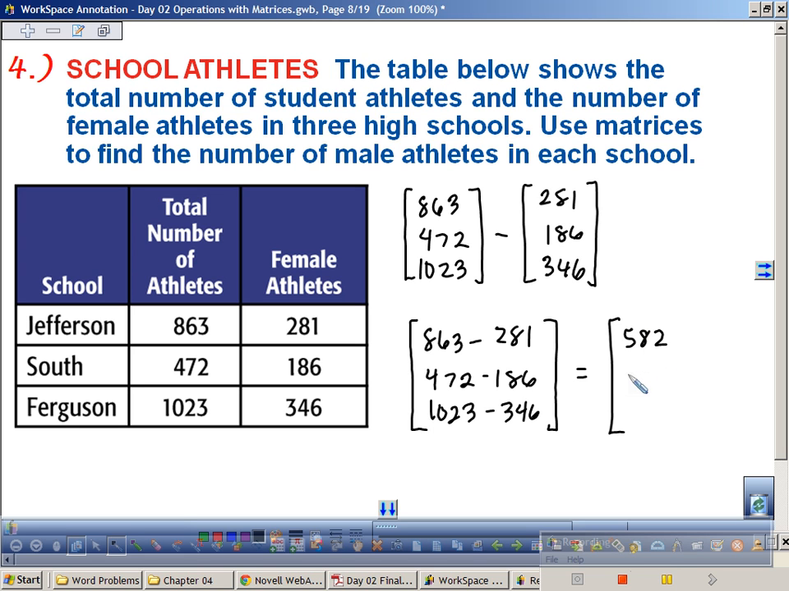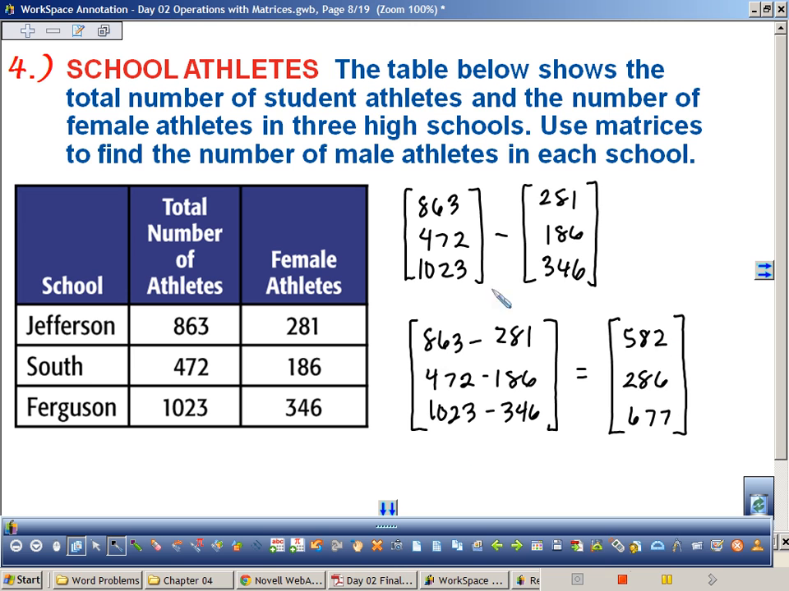582, 286, that doesn't make any sense, right? This is why we don't use calculators. Exactly. 677. Now I have to question every answer he gave me. Let's check. 3 minus 1 is 2. 2 minus 6 is 6. 3 minus 6. I think he's in the right area now. Okay? Okay. Questions on this?